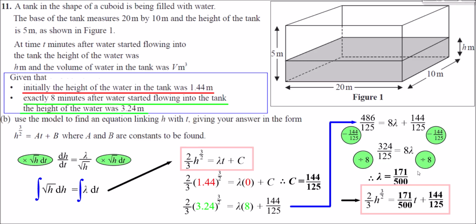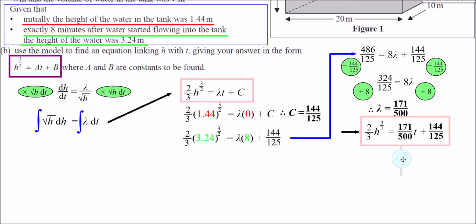And you could almost be forgiven for thinking you've got the final answer here because you've done so much work. However, read the question carefully. It needs to be in the form h to the power 3 over 2 with no constant at the front. So because we've got this clear instruction, what I need to do here would be to multiply by 3 over 2 on both sides, or divide by 2/3, whichever way you want to think about it.